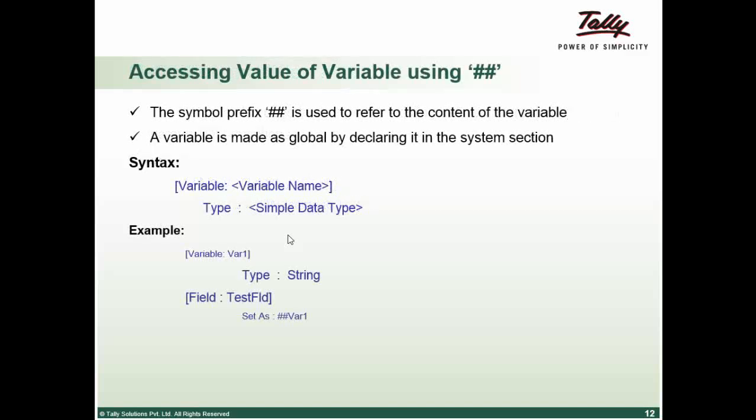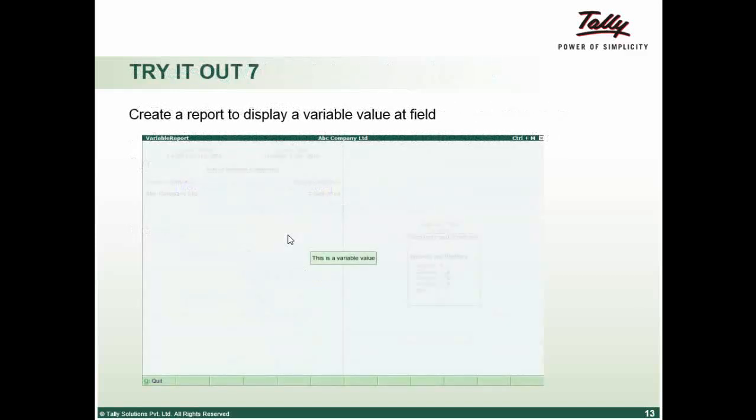Now accessing the value of a variable using double hash. For variable, again we have a very detailed chapter. A variable is nothing but a container of data, which can be placed anywhere and can be called anywhere. To identify that this is a value stored in a variable, it is double hash. So you can just try it out.